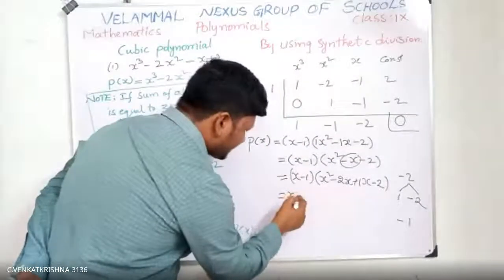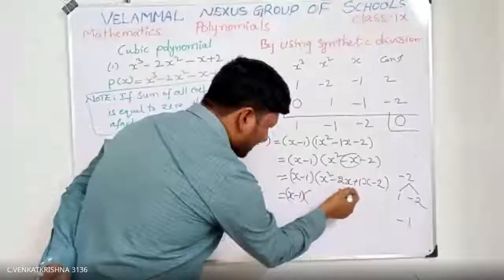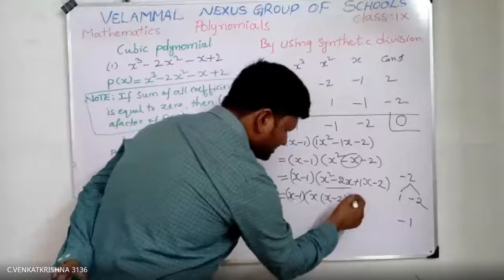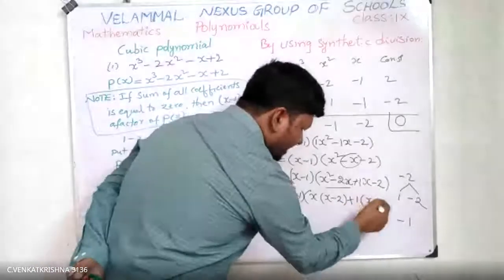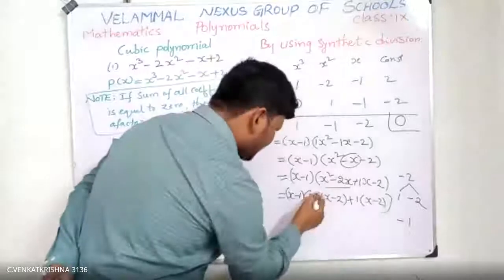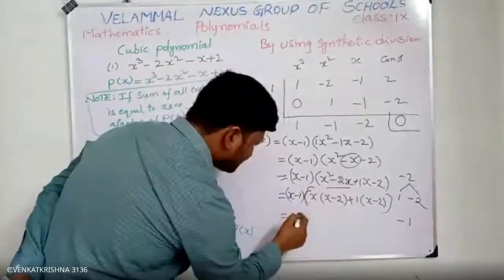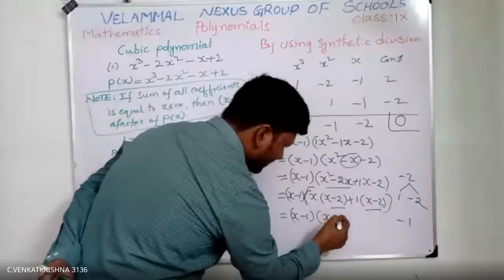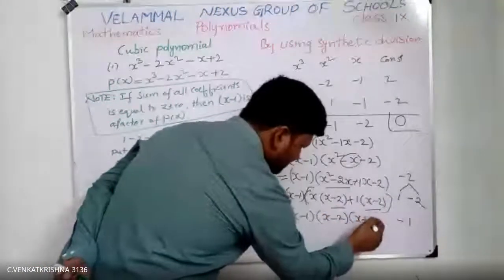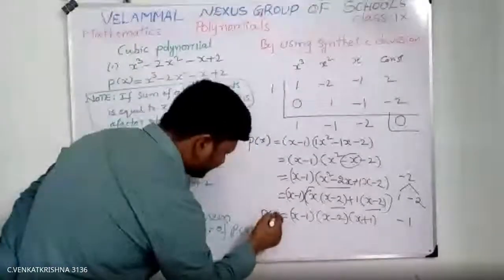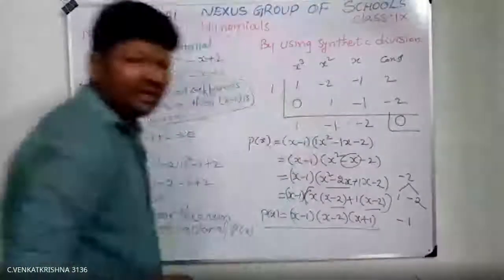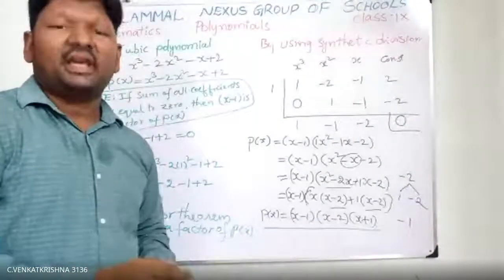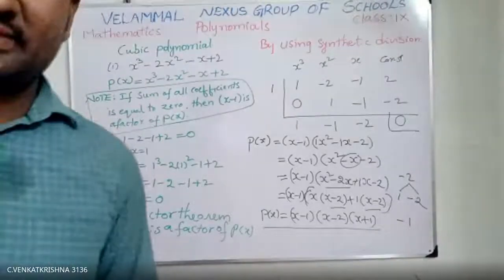Then this is x minus 1. Take x common here, remains x minus 2, plus here common is 1, x minus 2. Then x minus 1 into, here x minus 2 gets common and remains x plus 1. So these are the three factors of our cubic polynomial. So what are the factors? x minus 1, x minus 2, x plus 1 are the three factors.